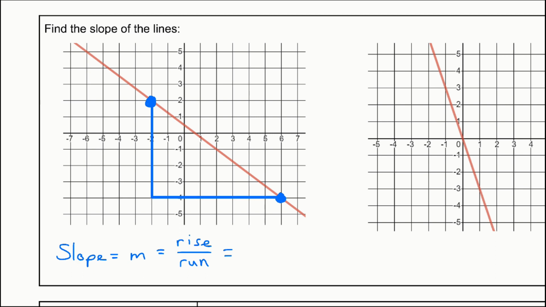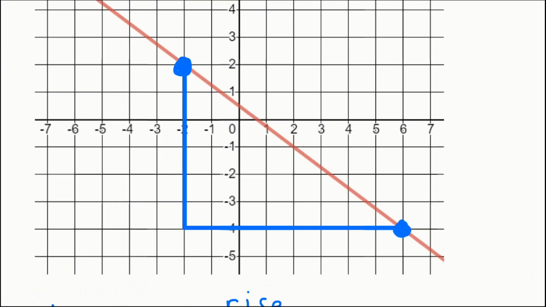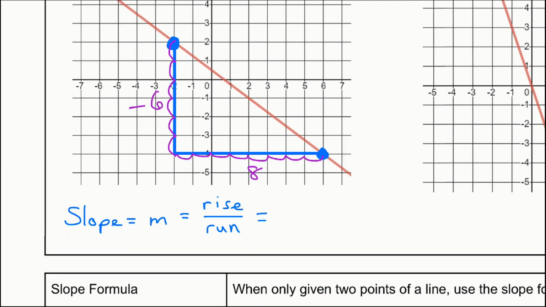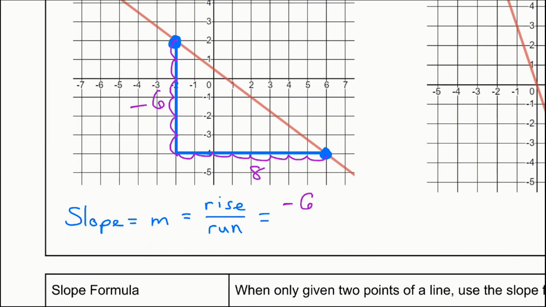Okay. So we can still count, but what's going to end up happening is when we count the rise, it'll be a -1, -2, -3, -4, -5, -6 is our vertical change, that rise, or in this case, the fall. And then we'll count to the right. So 1, 2, 3, 4, 5, 6, 7, 8. So my rise is a -6 and my run is a +8. That will simplify to the fraction -3/4.